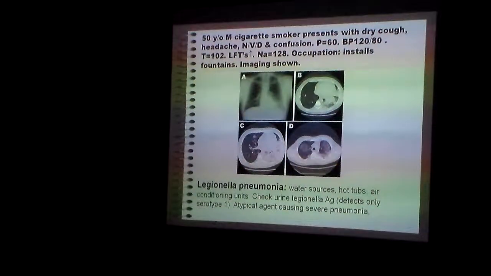Any exposure to a water source, working with air conditioning, hot tubs, saunas, anything with water exposure, carries a high risk for Legionella. So if you're asking them questions, if they're not intubated, and you get some exposure history, then you have to have Legionella in the back of your mind.